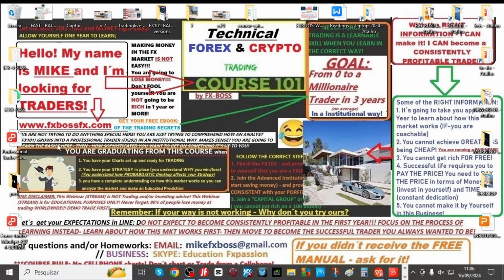And never forget, everybody, you are going to graduate from this course when you have your chart set up and ready for trading. We're going to work on number 1 today. Number 3, you have a complete understanding of how this market works, so you can analyze the market and make an educated prediction. We're going to work predominantly on number 1 and number 3 today.